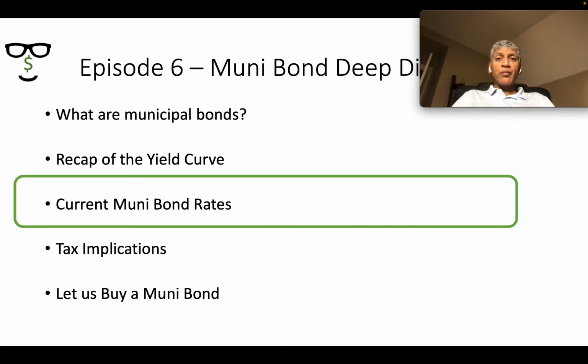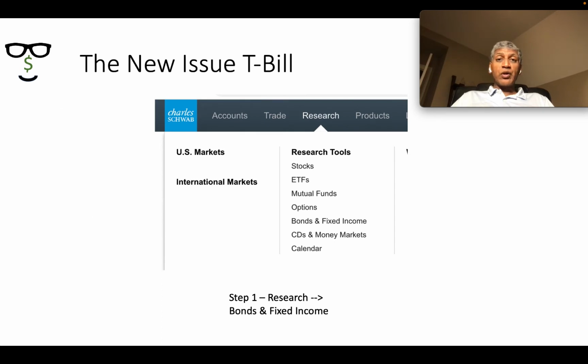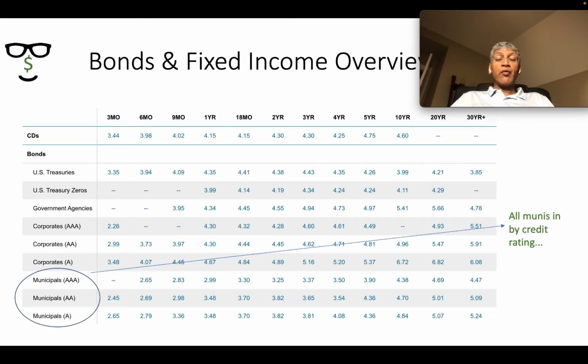So let's look at the municipal bond yield curve. My usual disclaimers apply. I'm showing you Schwab. I'm not affiliated with them. I'm not endorsing them. In order to go into the yield curve, you would again go into research, and then you would go to bonds and fixed income. Ta-da, right there on the screen, you will see municipals sorted by their credit rating, with the AAA, or the highest credit rating, at the top, and it goes from there towards the AA and the A. That is where the munis are seen.